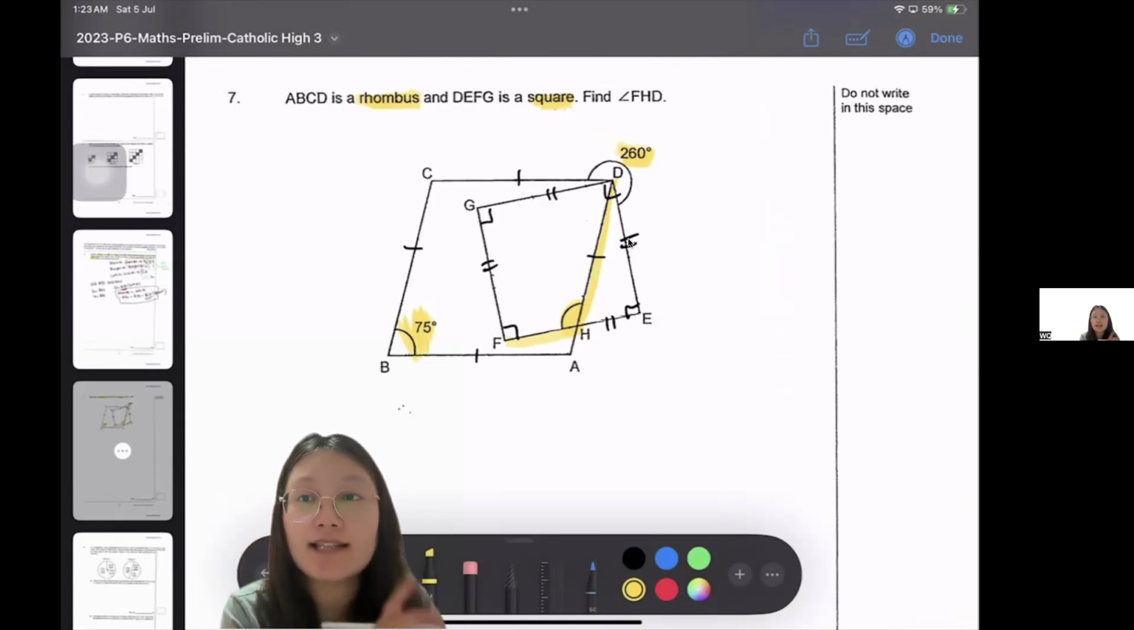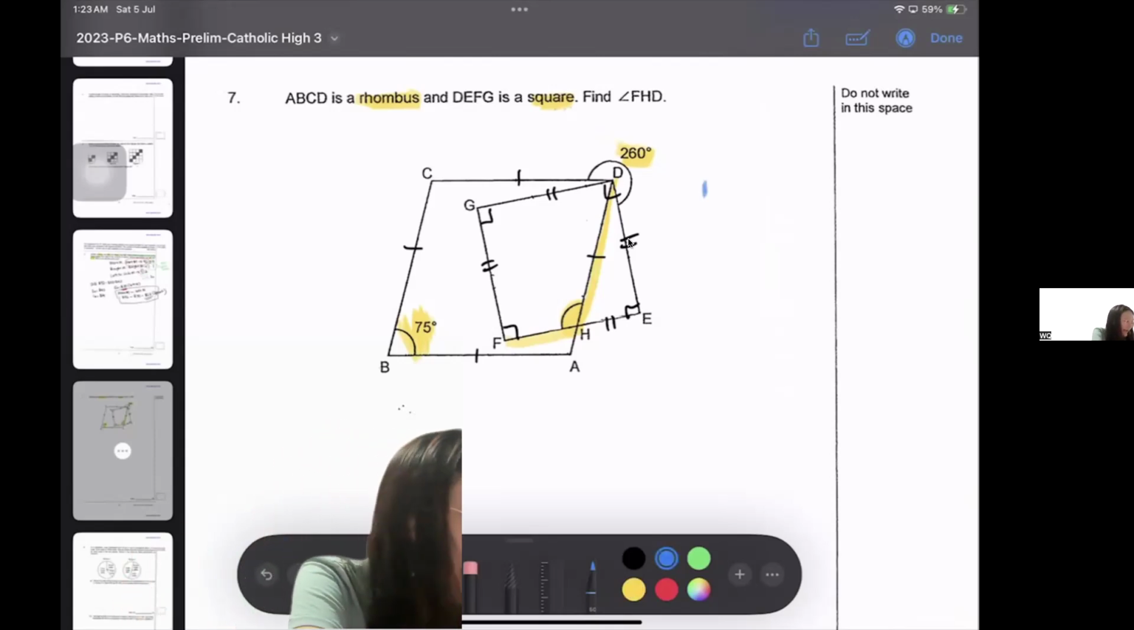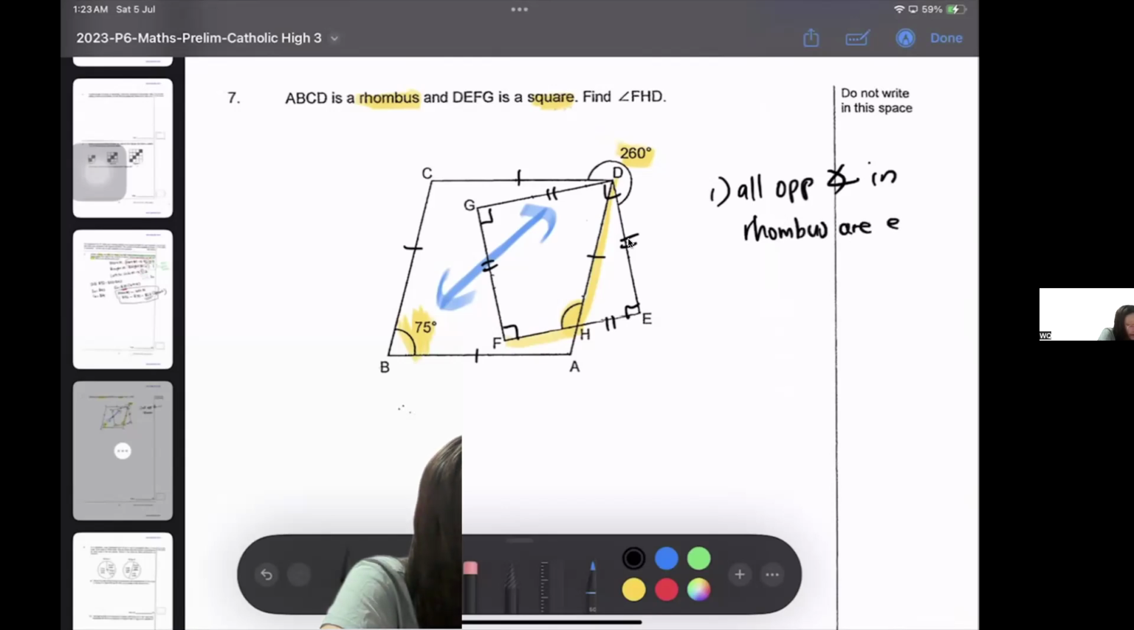Well, actually, the rhombus has a property, okay? The property of the rhombus is that all opposite angles, like diagonally opposite, okay? Like this, diagonally opposite. All diagonally opposite angles in a rhombus are equal. Let me write down the property. All opposite angles in a rhombus are equal. Okay, it's not opposite, it's diagonally opposite, okay, diagonally. So as you can see here, this is the diagonal.